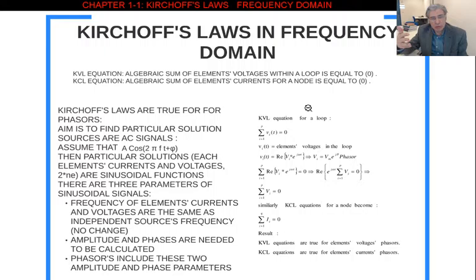So let's outline what we are saying here. Kirchhoff laws are true for the phasors. We are going to end up with this. So in frequency domain, we are going to write Kirchhoff current laws and voltage laws. These laws' equations are going to have the elements' voltage and current phasors. The aim is to find a particular solution while the sources are AC signals. So assume that this AC signal is this. This is the source signal.